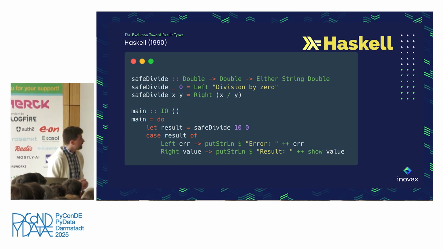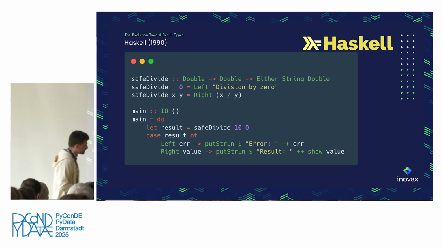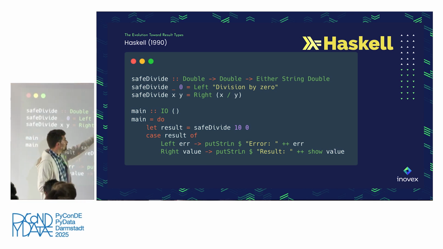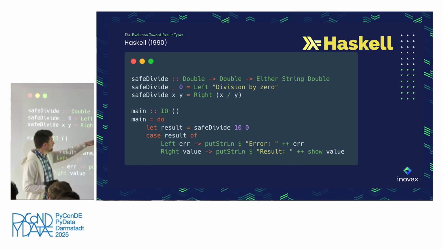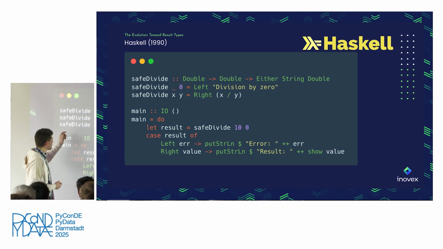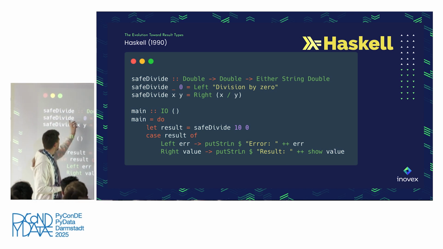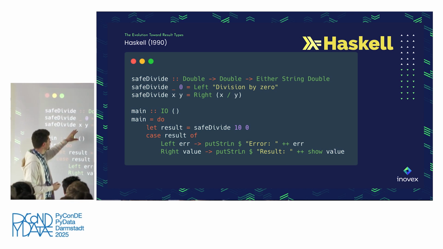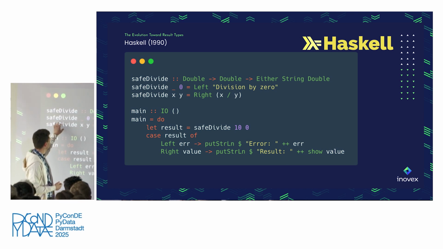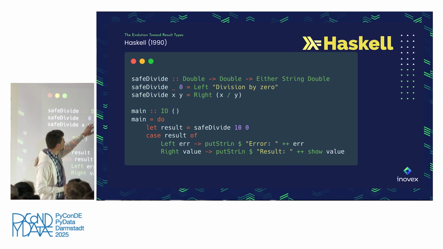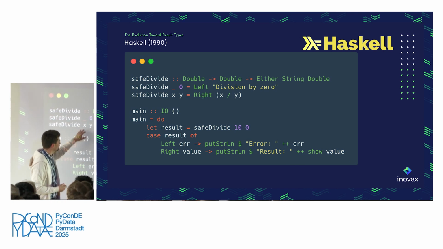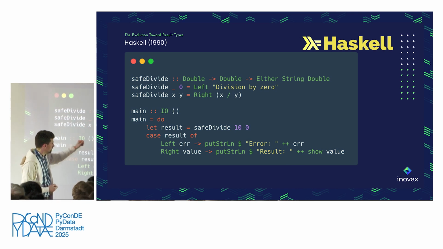So here we also have some kind of type constructor with a string and a double, and then some data constructor where we say, okay, we match. So I agree the syntax is a little bit strange at first in Haskell. So we match the 0, and then we say left division by 0 or right x divided by y.